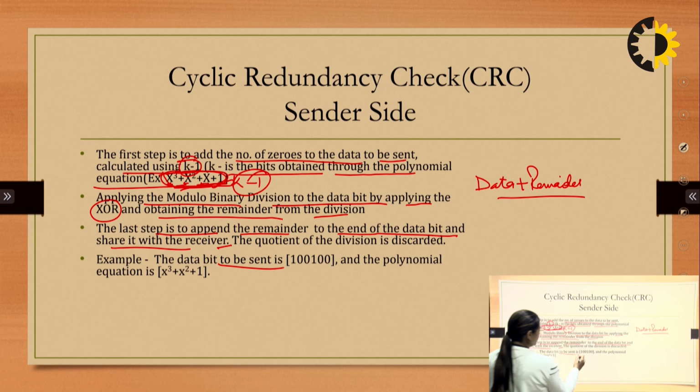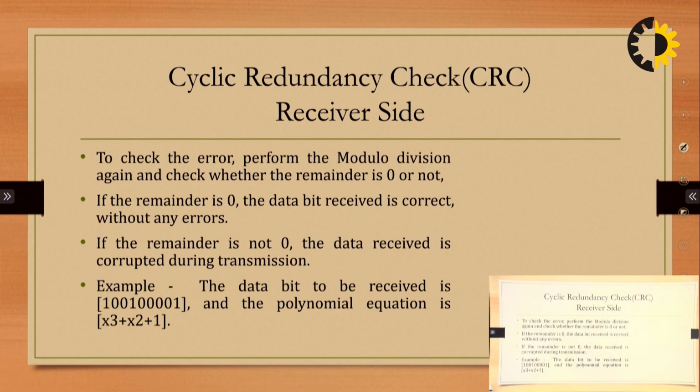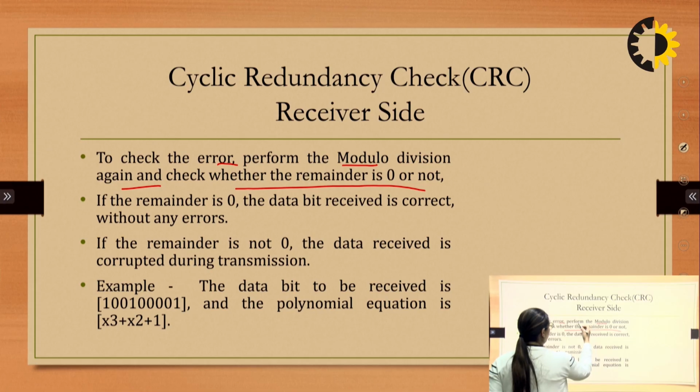Example, the data bit is to be sent. Suppose we have to send this data and the polynomial equation is this, right? Now what will happen? To check the error, perform the modulo division again and check whether the remainder is 0 or not. Now, at the receiver side, whatever data has been received, it will again perform the modulo division with the same polynomial, and it will check whether the remainder is 0 or not.